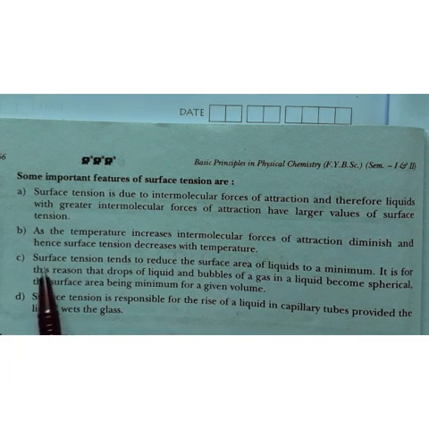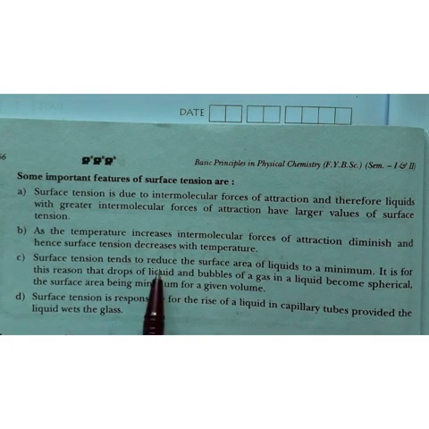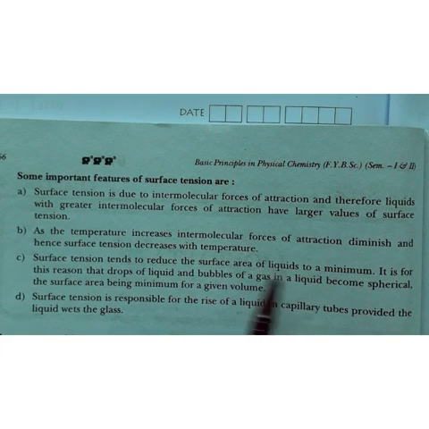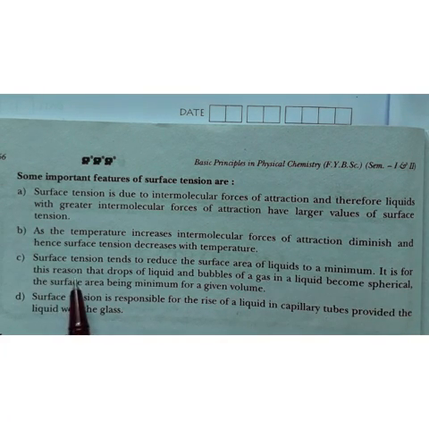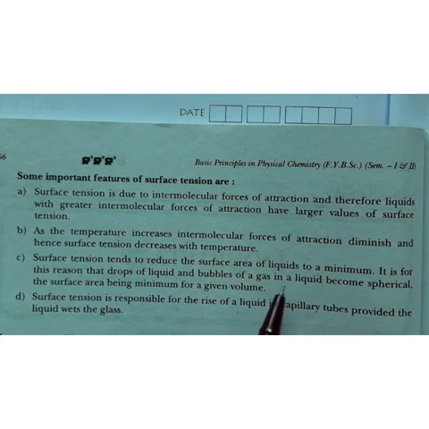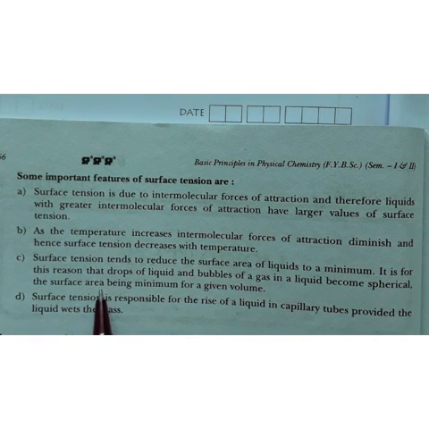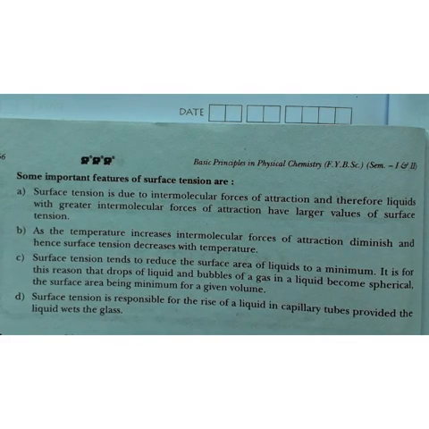Next, surface tension tends to reduce the surface area of liquid to minimum. It is for this reason that drops of liquid and bubbles of gas in a liquid become spherical, the surface area being minimum for a given volume. Understand? Surface tension tends to reduce the surface area of liquid to minimum. It decreases the surface area of liquid.